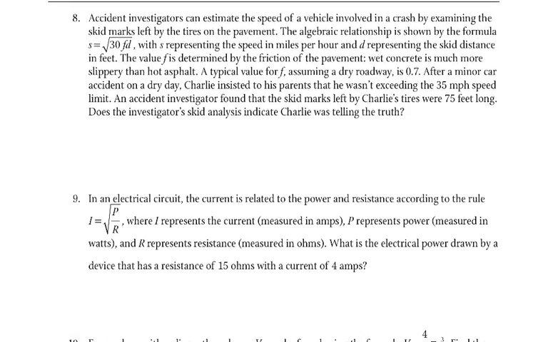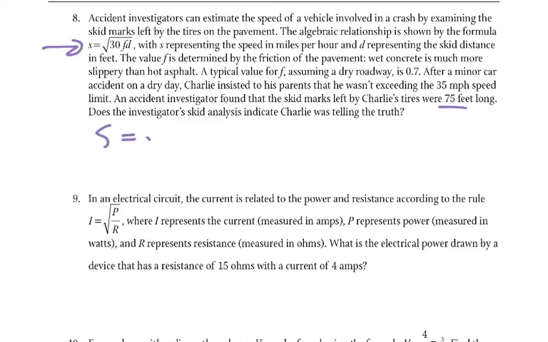Alright, number 8. Accident investigators can estimate the speed of a vehicle involved in a crash by examining the skid marks left by the tires on the pavement. The relationship shown by this formula is right here, with S representing the speed in miles per hour and D representing the skid distance in feet. The value F is determined by the friction of the pavement. Wet concrete is much more slippery than hot asphalt. A typical value for F, assuming a dry roadway, is 0.7. After a minor car accident on a dry day, Charlie insisted to his parents that he wasn't exceeding the 35-mile-per-hour speed limit. An accident investigator found that the skid marks left were 75 feet long.